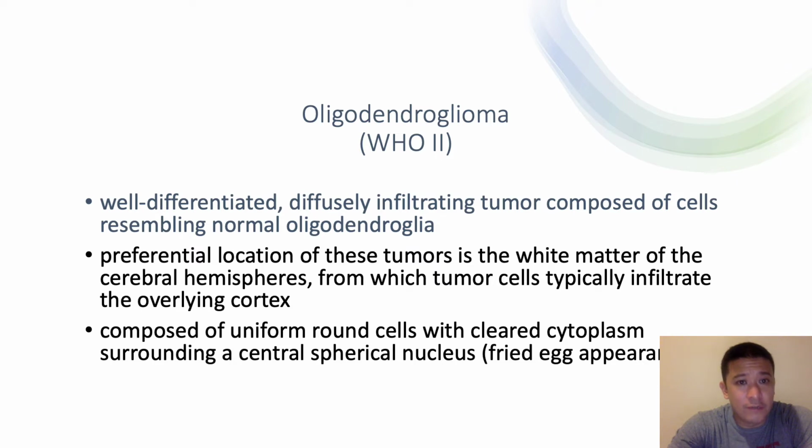So oligodendroglioma is another type of intra-axial brain tumor, classified as WHO grade 2. It is a well-differentiated, diffusely infiltrating tumor composed of cells resembling normal oligodendroglia. Preferential location of these tumors is the white matter of the cerebral hemispheres, from which tumor cells typically infiltrate the overlying cortex. These are composed of uniform round cells with cleared cytoplasm surrounding a central spherical nucleus, giving it a fried egg appearance.